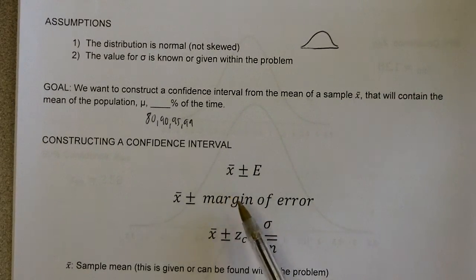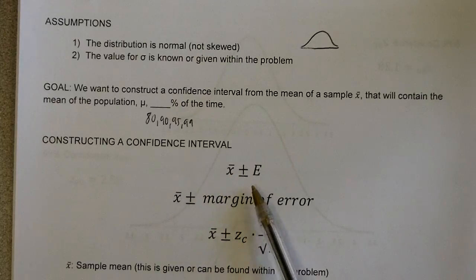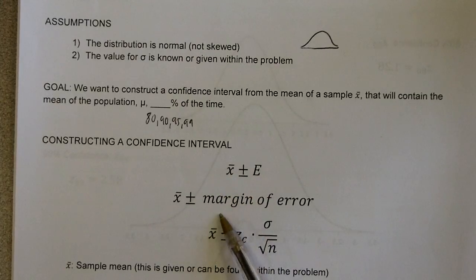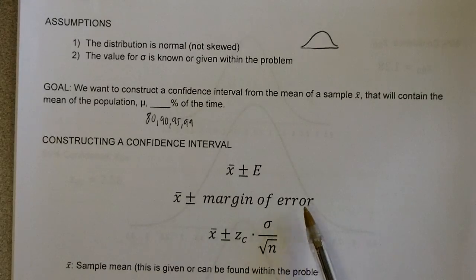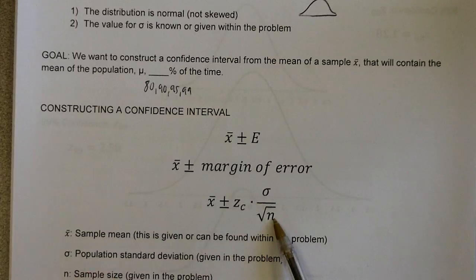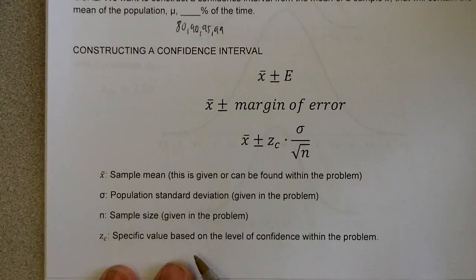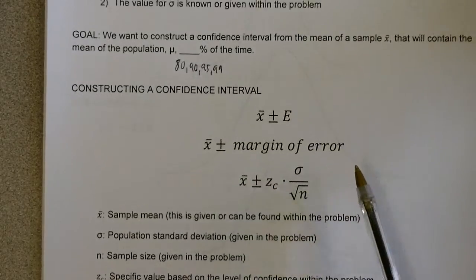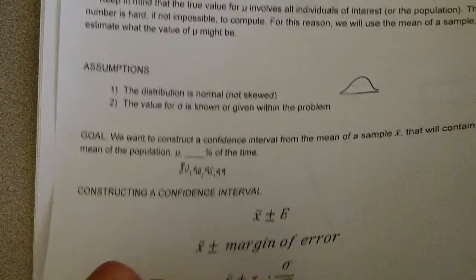Next, how to construct a confidence interval. You would take your sample mean, then add and subtract a certain number, and that number is known as the margin of error. The way you find the margin of error is by computing z sub c times sigma over the square root of n. And all those variables are listed here in terms of what their meaning is. So, flipping to the next page.